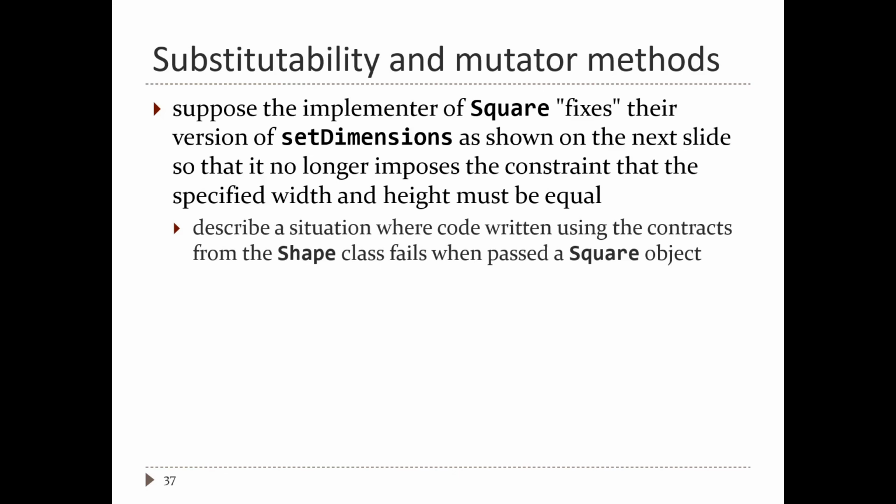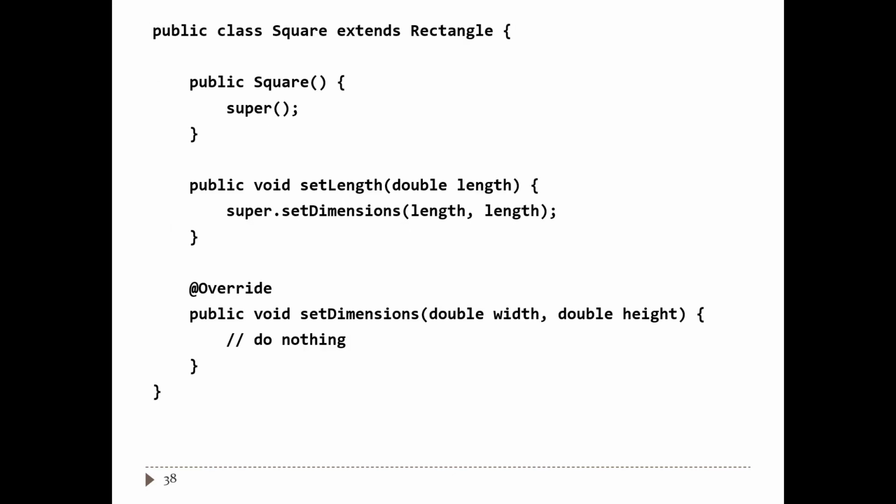So for example, any code that's written using set dimensions that relies on the fact that both the width and height of the shape are changed no longer works when passed a square object, because the square class doesn't actually change the size of the shape when you set dimensions.